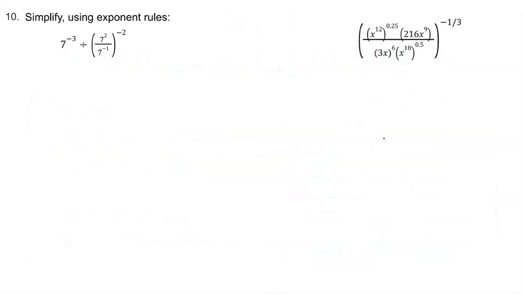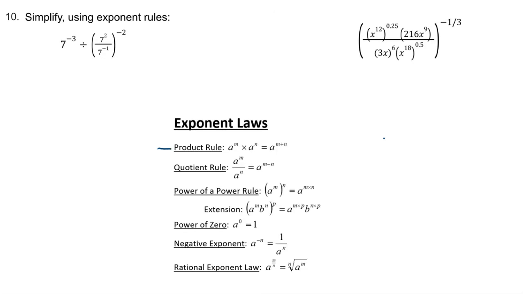This question says simplify using exponent rules. Now, the first question you might have is, what are the exponent rules? Well, I'm so glad you asked. The first one is the product rule. If they have the same base and they're multiplied, we can add the exponents. If they have the same base and they're divided, we can subtract them. That's the quotient rule. The power of a power rule says that we take the power outside and multiply it by the power inside the brackets. The power of 0 rule: anything to the power of 0 is 1. Negative exponent is the reciprocal. And the rational exponent law is we take the nth root of something if it's in the bottom of a fraction that the exponent's raised to.